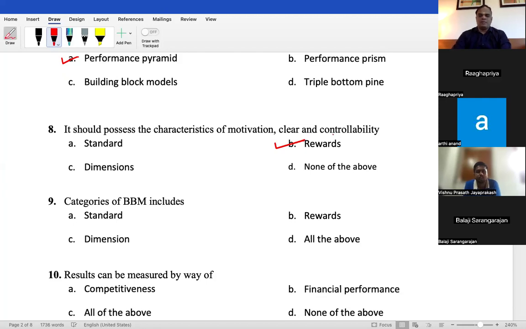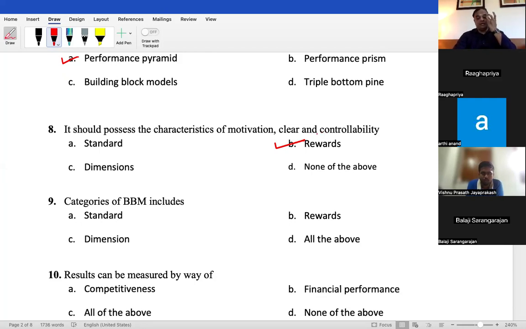This comes under what? Building block model. Am I right? 3 blocks are there. First one is standard. Second one is reward. Third one is dimension. Very good. Under standard, 3 elements you have to verify. What and all? Equity, ownership, achievable.